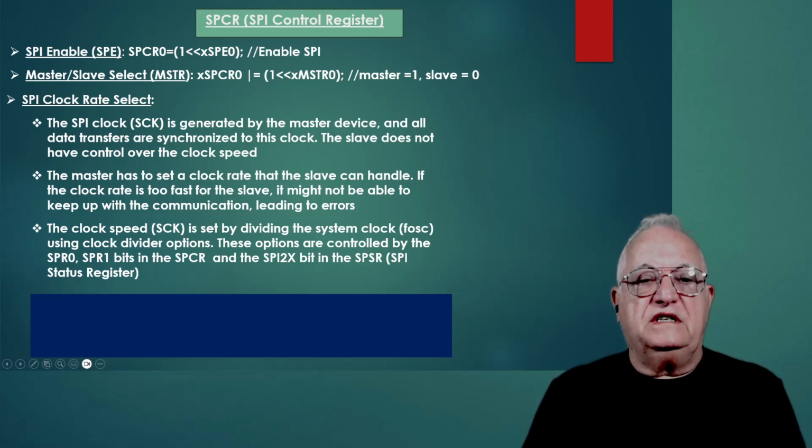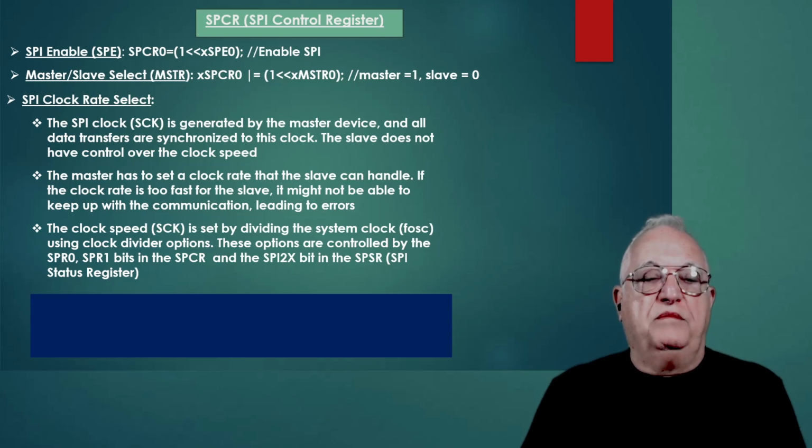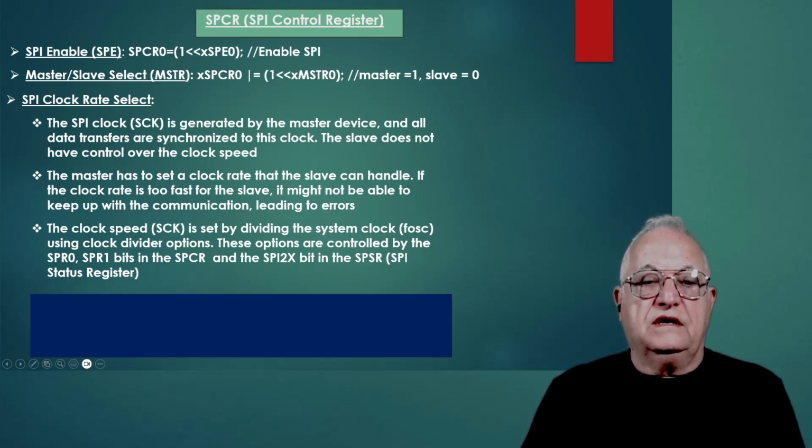The clock speed is set by dividing the system clock, which in this case is 16 MHz, using clock divider options. These options are controlled by 3 bits: SPR0, SPR1, which are located in the SPCR register, and bit SPI2X, which is located in the SPSR register.